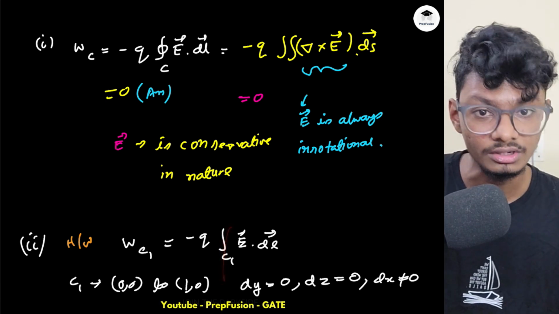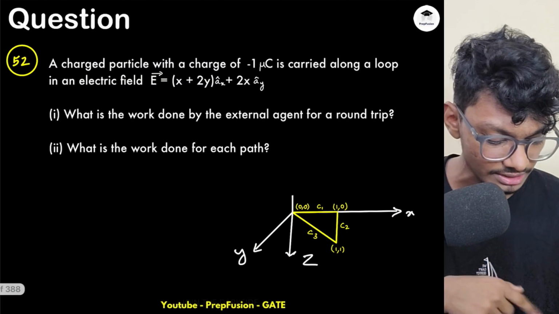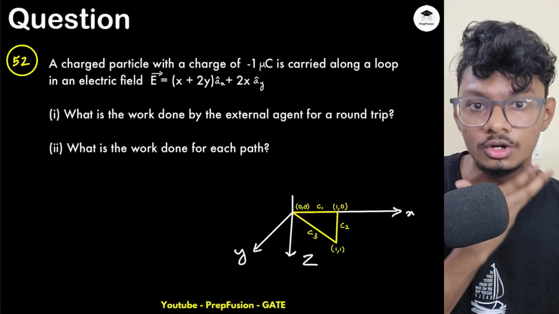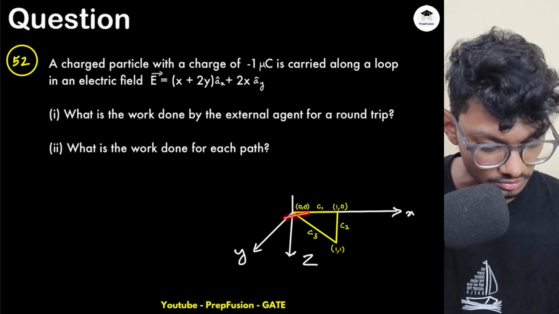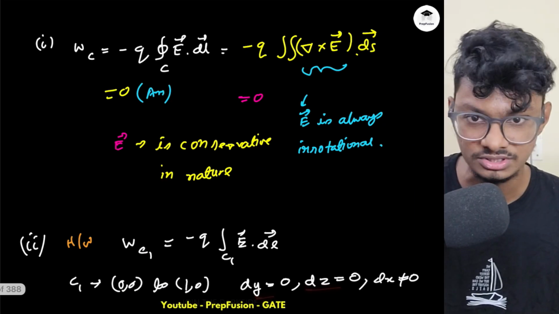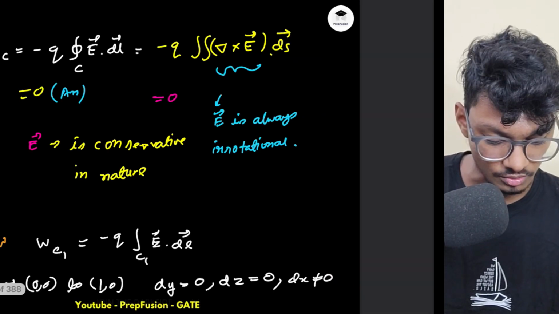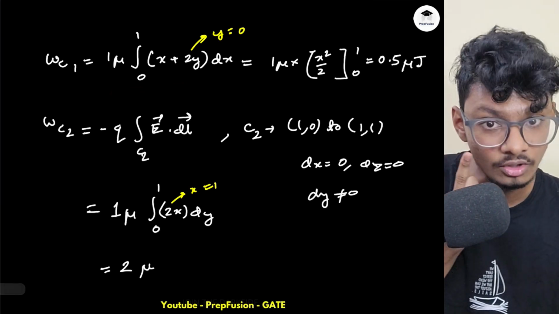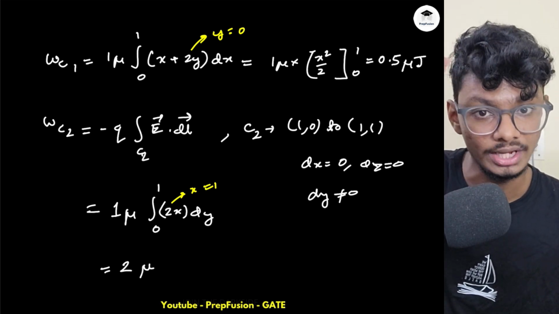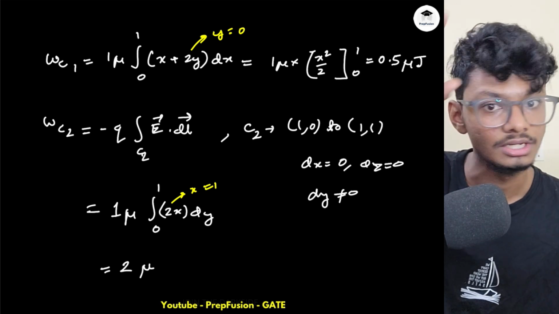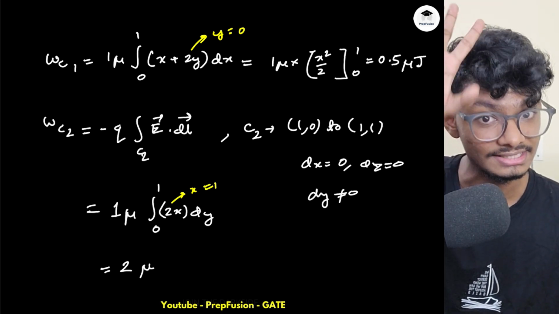The path C1 will be going from (0, 0) to (1, 0). So I observe that x is changing, so dx is not equal to 0, but dy is simply 0 because there is no change in y. Only x is changing. So dy and dz will be 0, because anyway z is constant. So what will E dot dl be? dl equals dx ax cap plus dy ay cap plus dz az cap. dz is 0 and dy is 0, so all those things go away. Only dx ax cap is remaining.